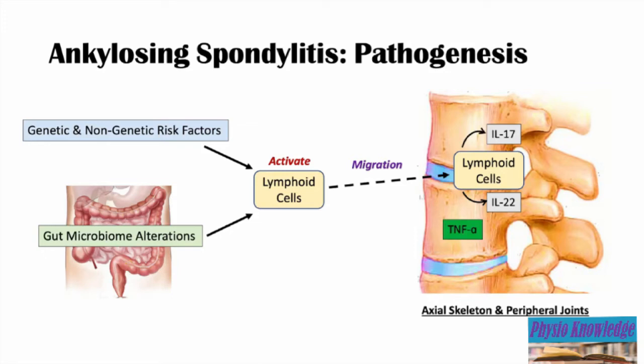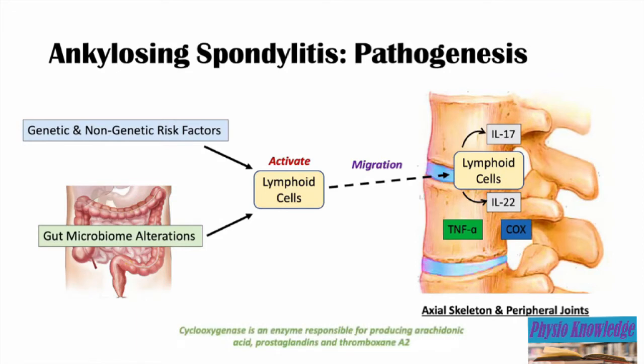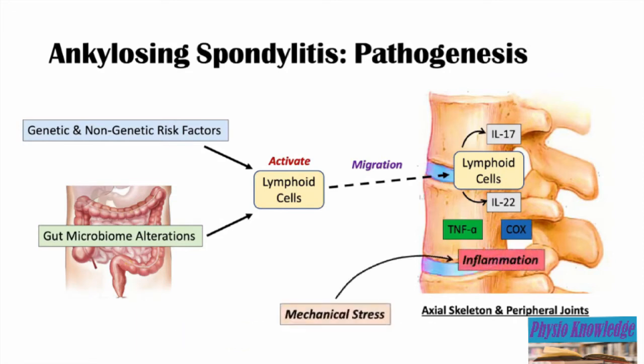The interleukins, along with tumor necrosis factor alpha or TNF alpha, are connected and they can lead to inflammation in the joint as well. There's also some interaction with cyclooxygenase enzyme or COX enzyme. And what's important with all of this inflammatory response is mechanical stress. So mechanical stress on the joints, particularly in the spine and some peripheral joints, can lead to inflammation in those joints anyways. And with all of this pro-inflammatory response due to these migrated lymphoid cells, it gets worse and we get this pathological response being heightened and causing damage.